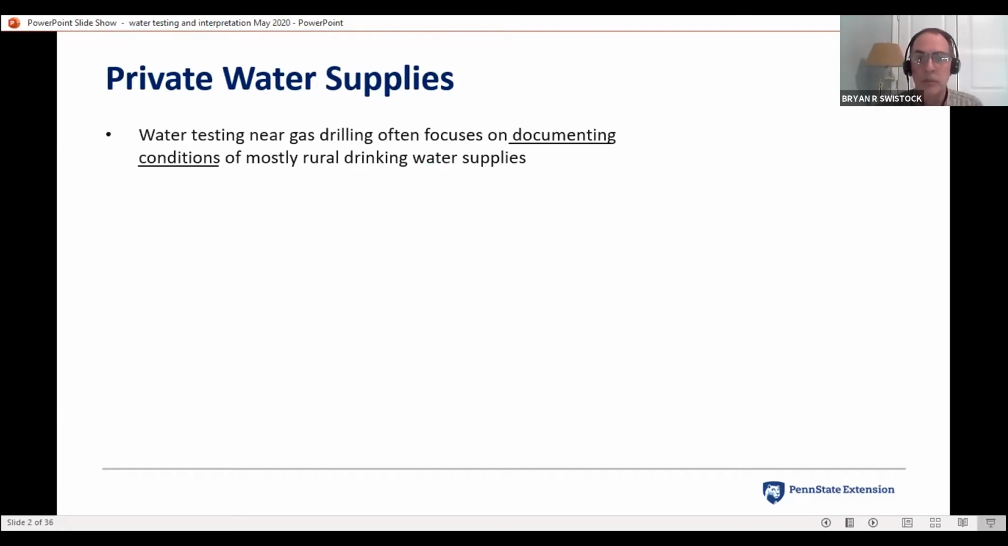And really, when we're testing water, regardless of why we're testing it, we're always trying to just document the conditions. That might be that the homeowner just wants to document their water quality to determine if they need water treatment equipment. Or in the case of gas drilling, we might be trying to document the pre-drilling or post-drilling conditions, and that might be from the perspective of the energy company or the homeowner. But regardless, any water testing that's done, we're just trying to document what those conditions are at that time.